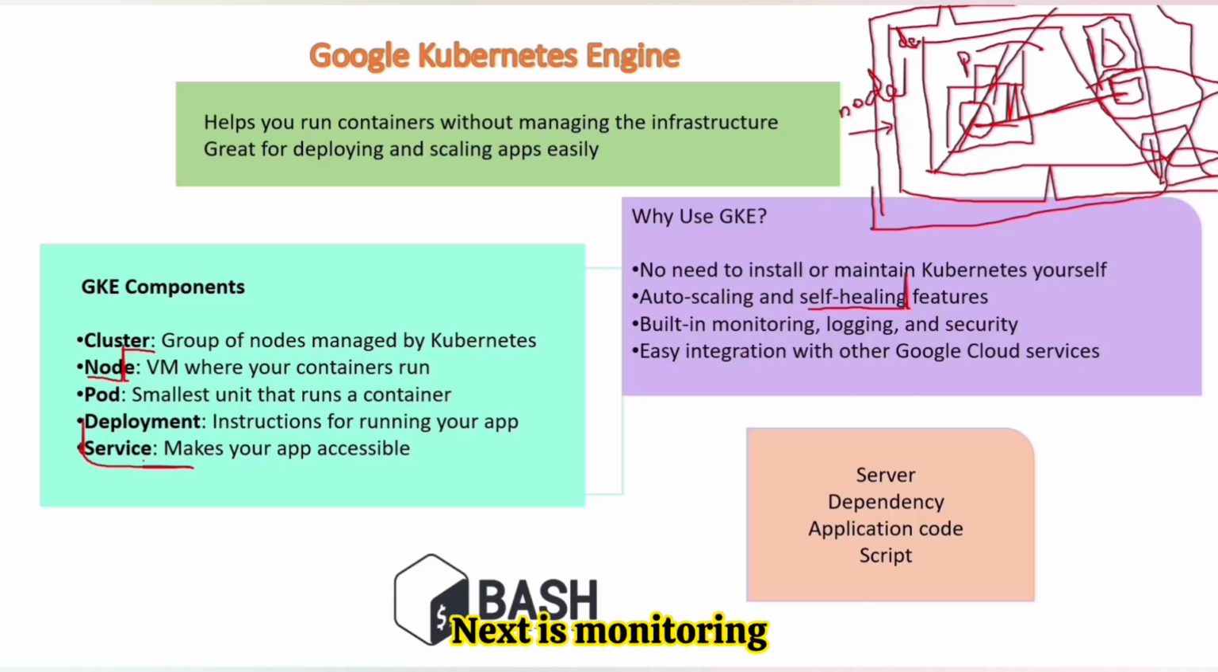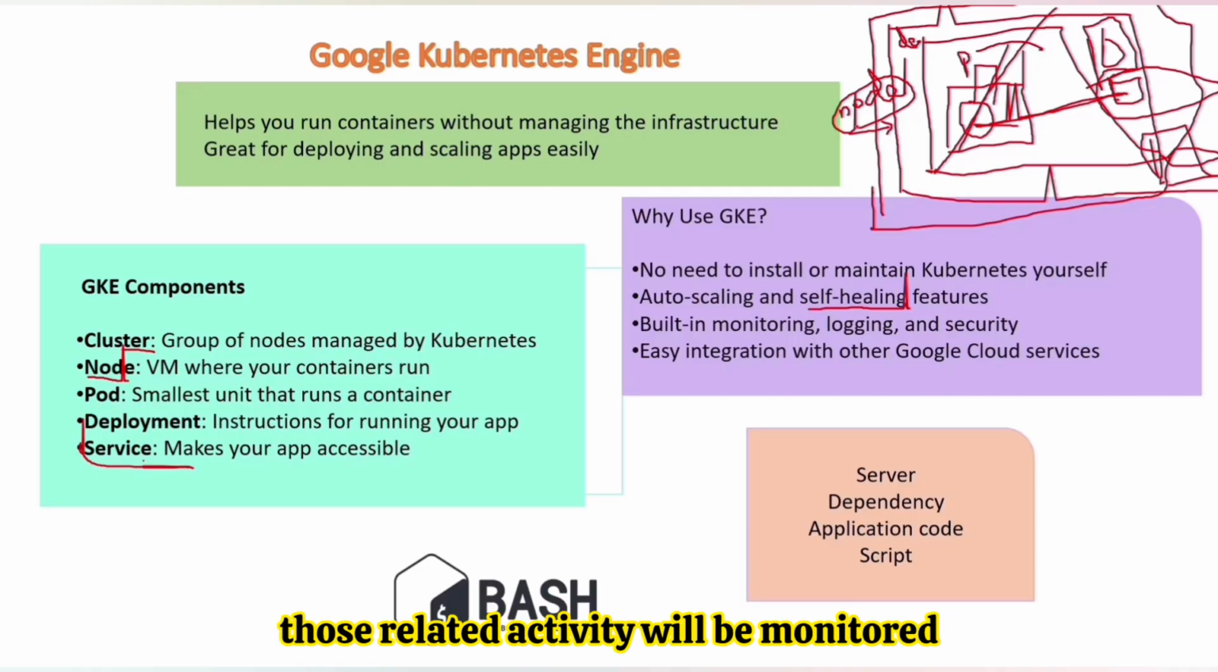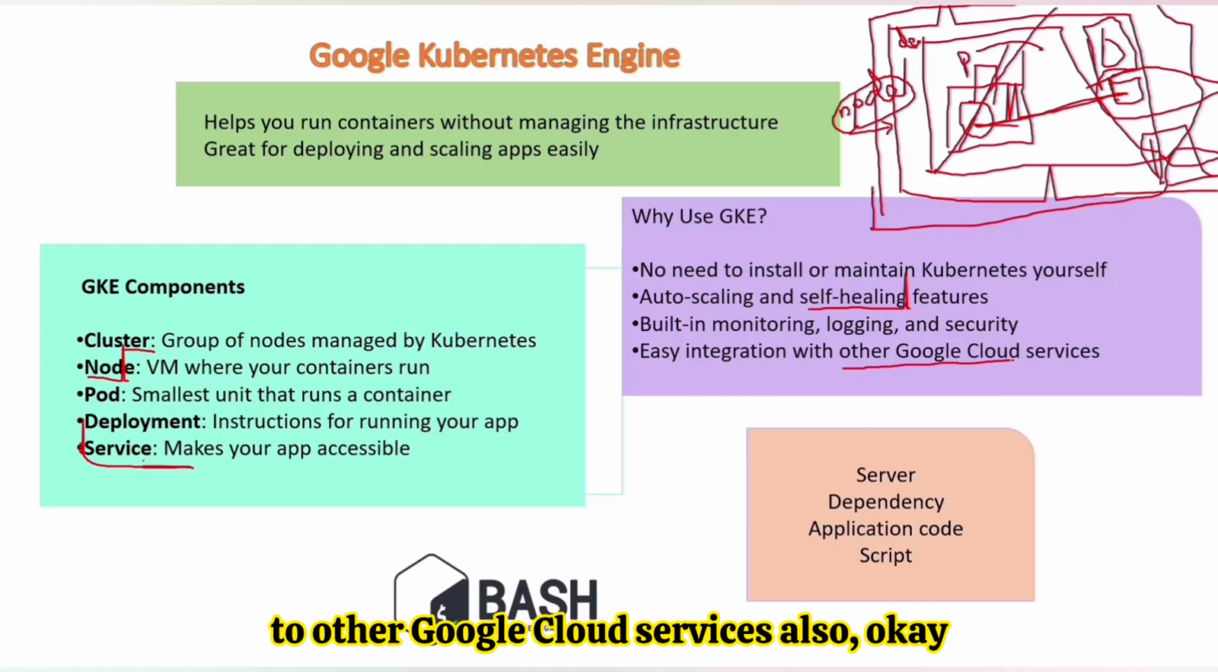Next is monitoring, logging and security. So if our pod is in the node, meaning a server, and in the node our CPU limit exceeds or there is any incoming traffic, those related activities will be monitored and logged by Kubernetes Engine. Next, it can be easily connected to other Google Cloud services also. Okay, these are the main concepts.